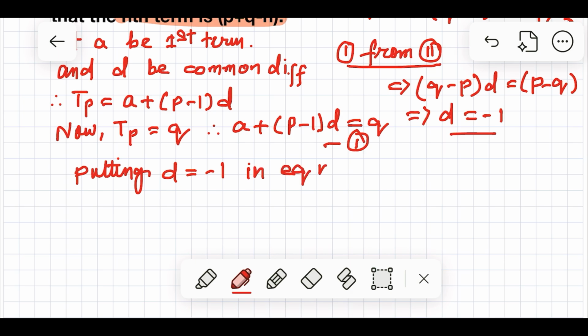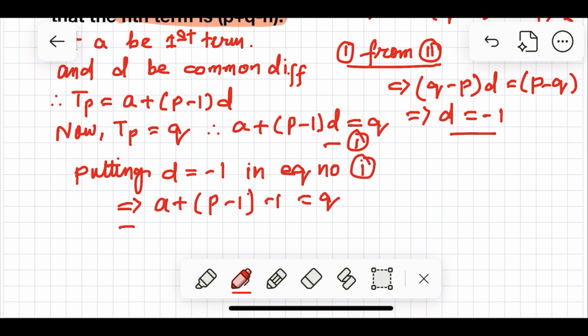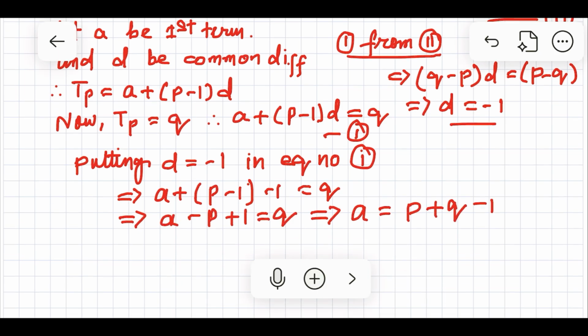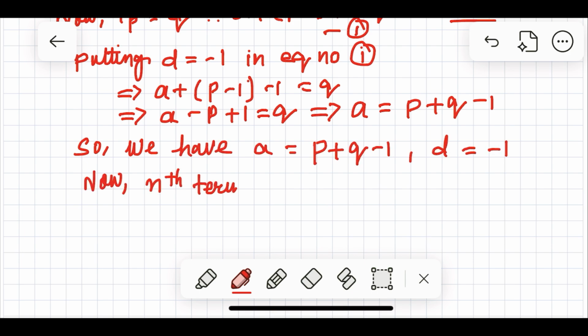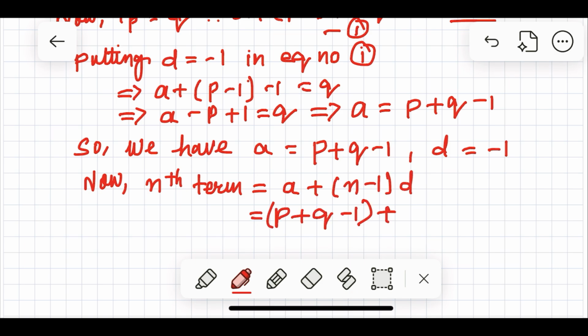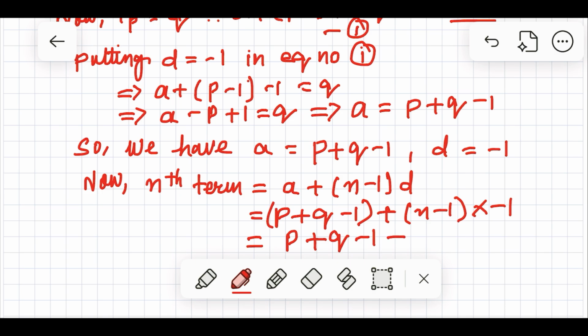Putting d equal to minus 1 in equation number 1, we get the value of a, which is p plus q minus 1. Now applying general term of nth term, which is a plus n minus 1 multiply d, and putting the first term value and common difference value, and after simplifying we get nth term, which is p plus q minus n, hence it is the required result.